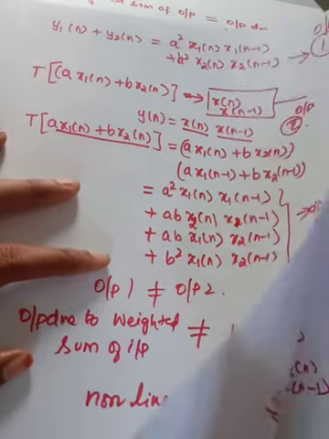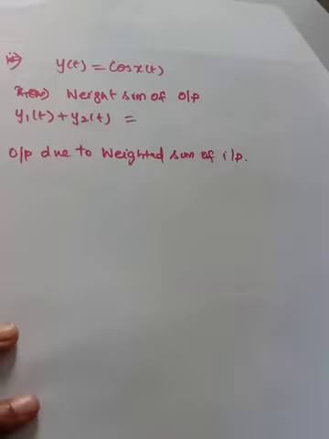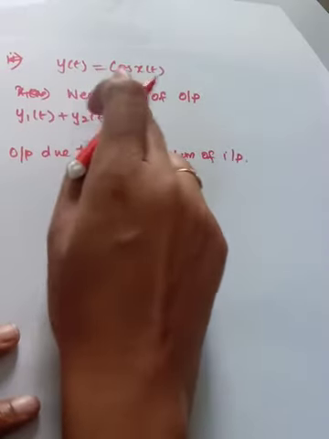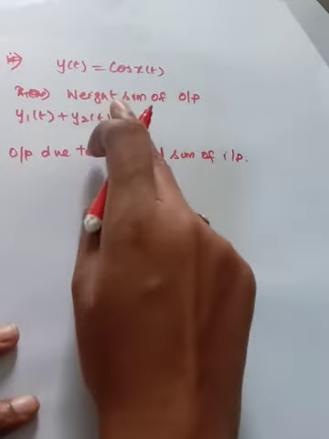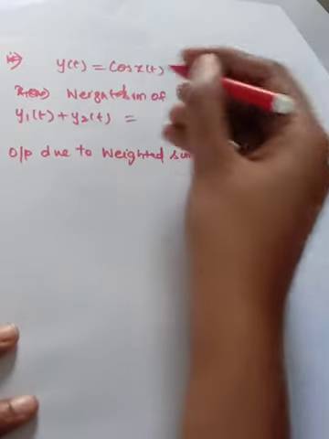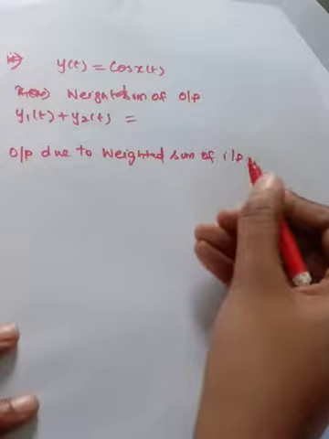We are going to solve the remaining problems. Now consider this problem: y of t is equal to cos x of t. First we need to find the weighted sum of output and the output due to the weighted sum of input.